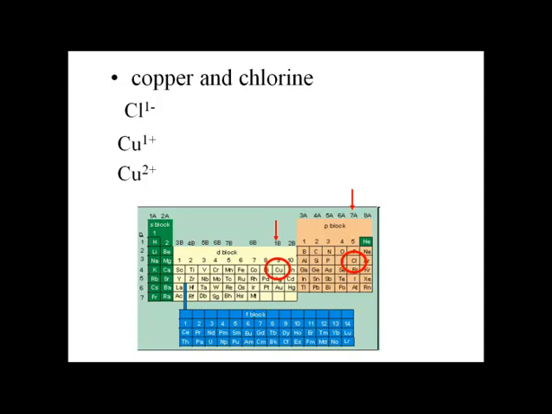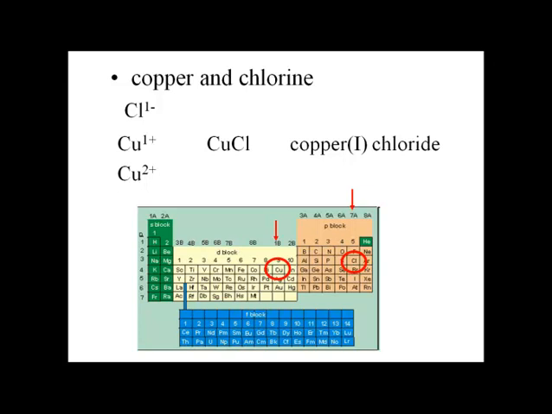For copper 1+, we only need 1 copper ion and 1 chloride ion to neutralize each other. The chemical formula will be CuCl. The name we give to this compound will require a Roman numeral to designate the charge on copper. The name is copper(I) chloride. We only use Roman numerals for elements with variable charges.